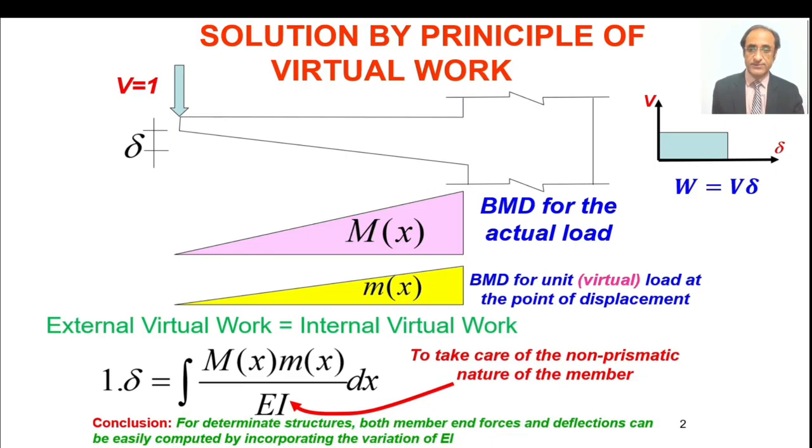The point to be noted is that if the member is non-prismatic, then EI takes care of this fact. Here I is, for example, varying linearly for this particular member, so it's a linear function in the denominator. That's why when we solve the equation, we'll get something of a log function sort. So the conclusion is that for determinate structures, both the member end forces and the deflections can be easily computed by incorporating the variation of EI, and this is quite simple and straightforward.